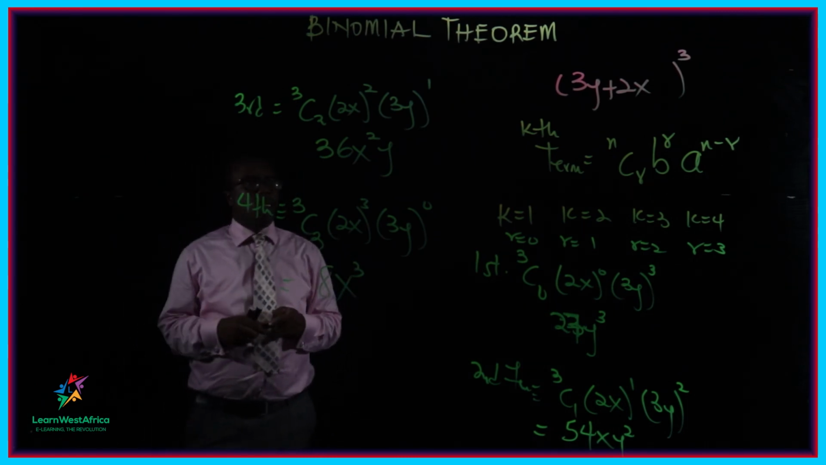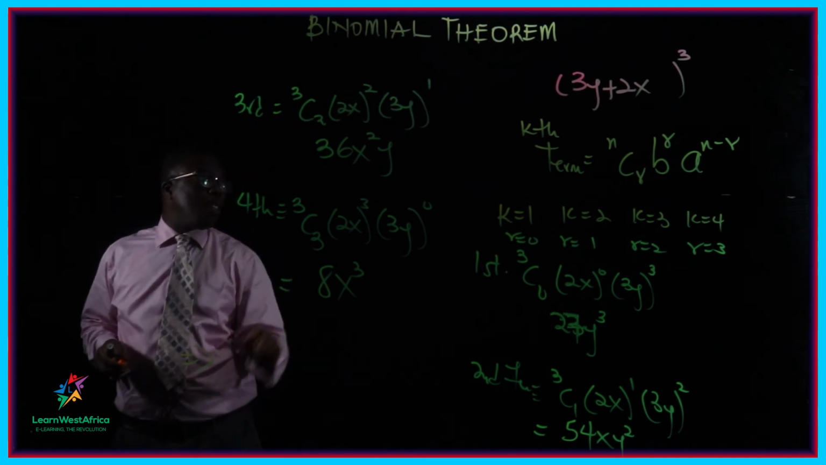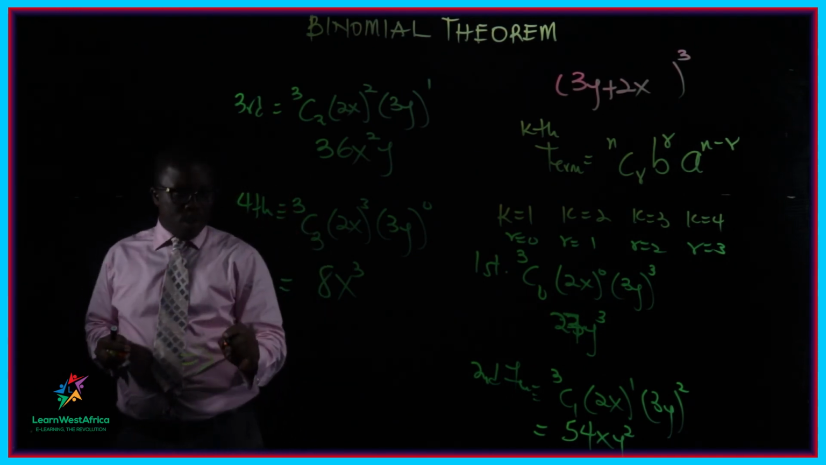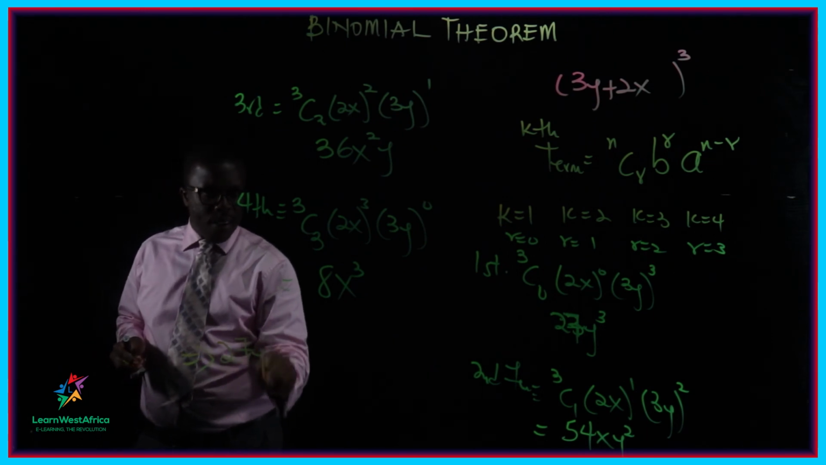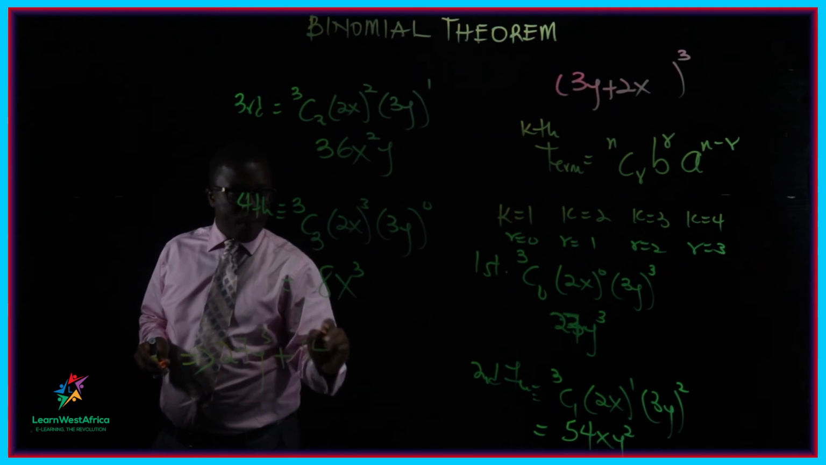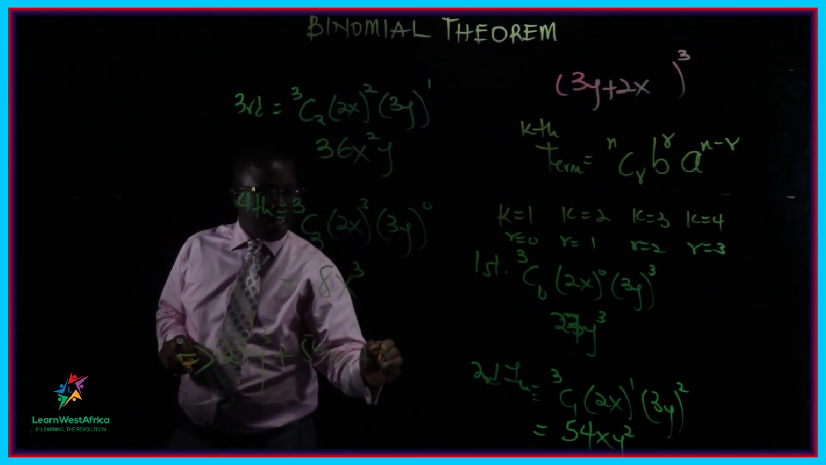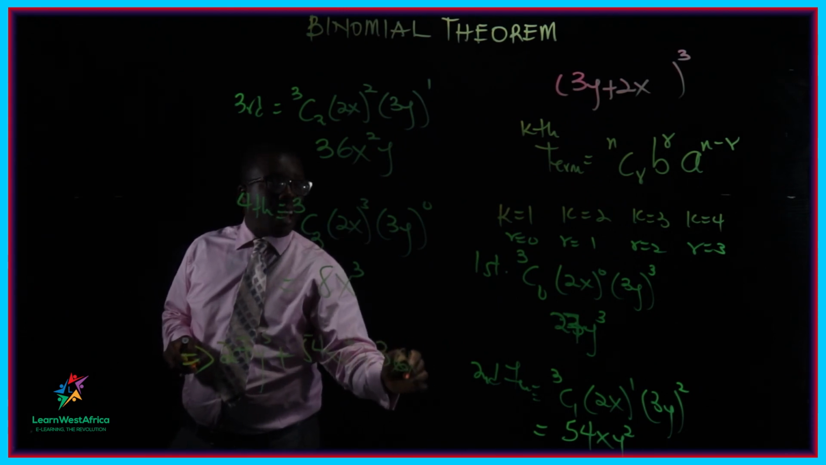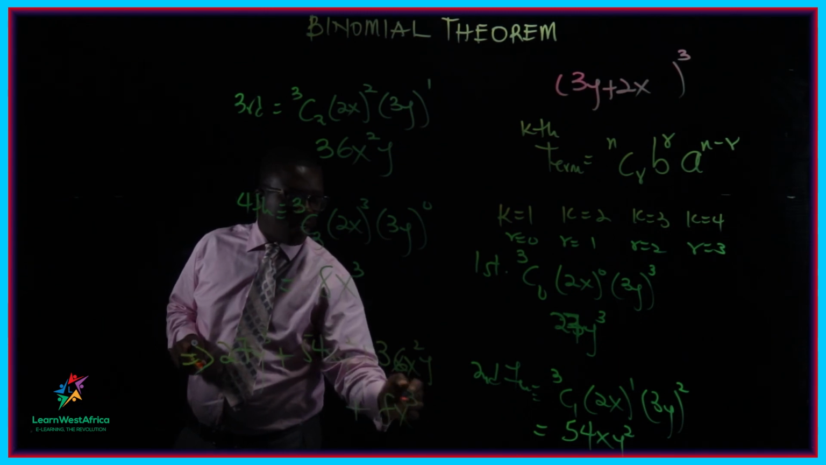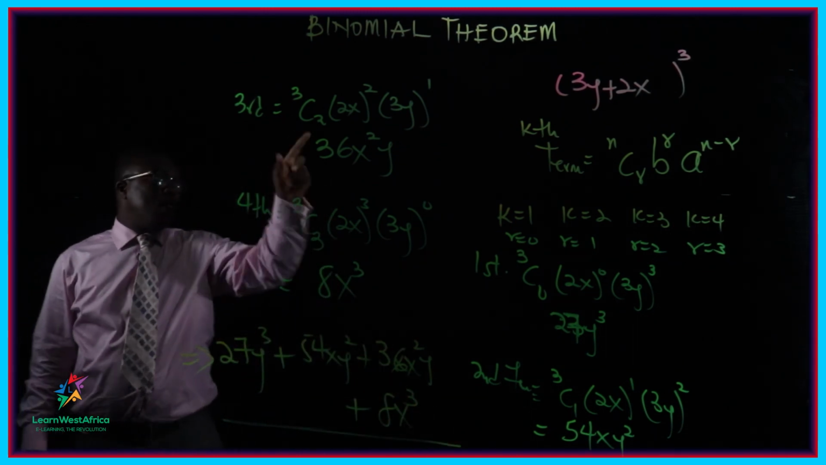So we are done with our expansion. Hence, we can say that the expansion of our expression, 3y plus 2x all cubed, is the same as 27y cubed plus 54xy squared plus 36x squared y plus 8x cubed. So this is our final result for that expansion.